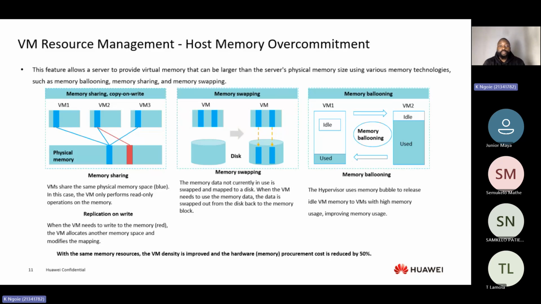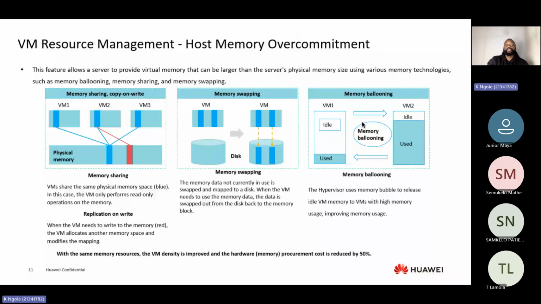All right. So when memory over commitment is enabled, the following three technologies will be activated: memory sharing, memory swapping, and memory ballooning. So if on your FusionCompute software you enable the memory over commitment feature, these technologies are activated.